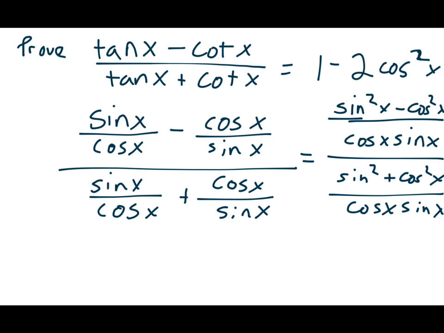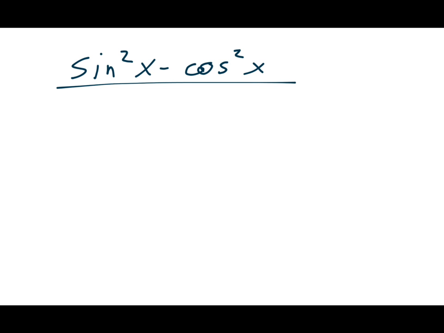Now let me point out some things here. These two are going to cancel with each other. I'm left with sine squared x minus cosine squared x over sine squared x plus cosine squared x. Now that on bottom is just 1. So it goes away too. So I have this.